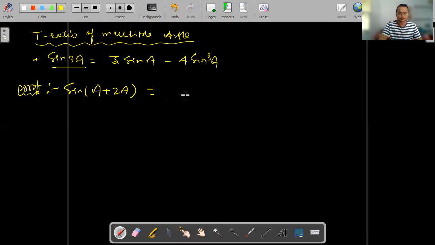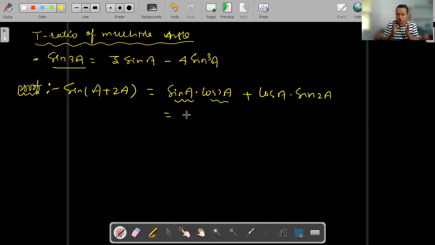So here you write sine a plus b: sine a into cos b plus cos a into sine b. Here b is 2a, so sine b is nothing but sine 2a, isn't it? Now you see, this is sine a and cos 2a. Cos 2a, we can write in the terms of sine. What can we write? 1 minus 2 sine square a. Can we write or not?